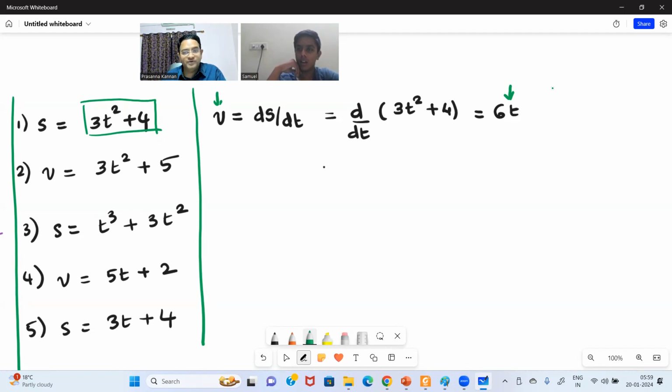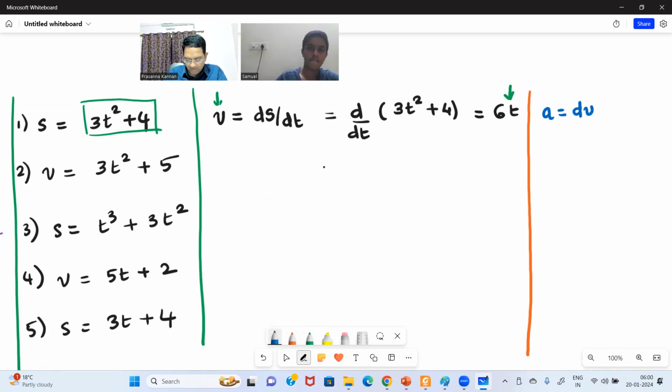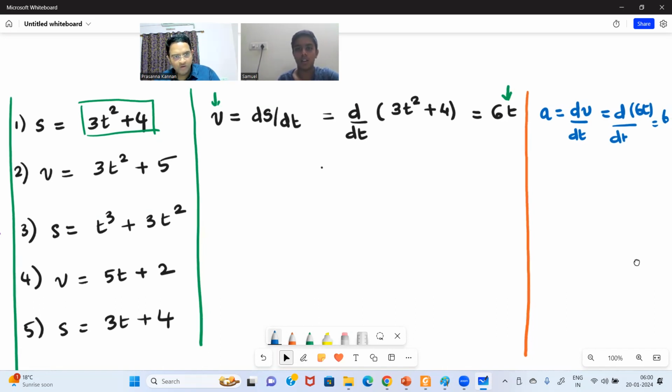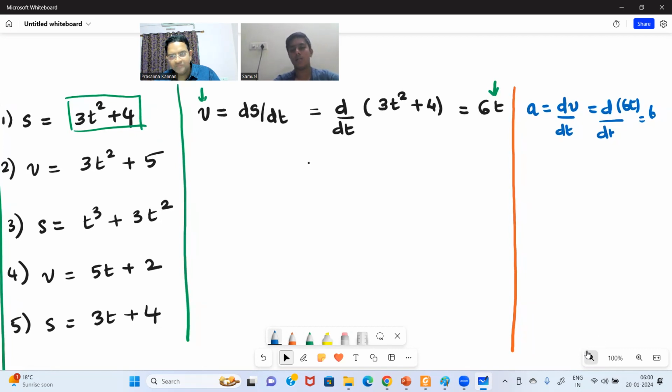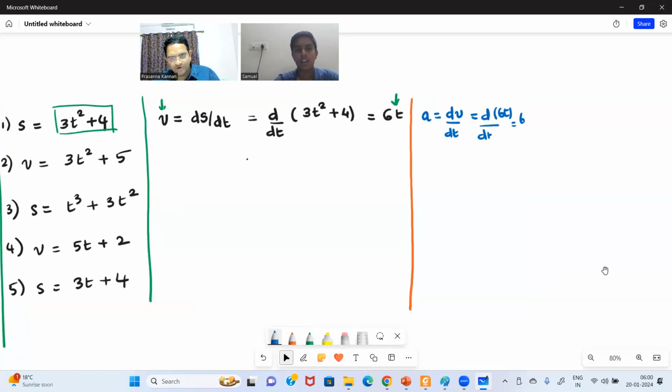Now, you'll be able to tell that when you find acceleration, correct? Right now, what have you found? We found velocity, as in 6t. Yes. How do you find acceleration, having been given velocity? dV by dt, the rate of change of velocity with respect to time. So a is equal to dV by dt. That means differentiating 6t, which is 6. Now what is 6? We get a constant. Therefore, acceleration is what? Uniform accelerated motion. Good. So do you understand now how you are able to determine?